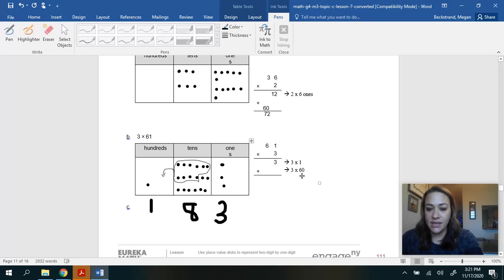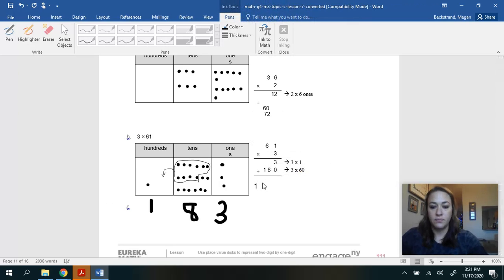3 times 60, well, 3 times 6 is 18. Add your 0 onto that. That would be 180. That zero's tricky. It just doesn't let me line it up. So 180, there we go, plus 3 gives us 183. Our final product.